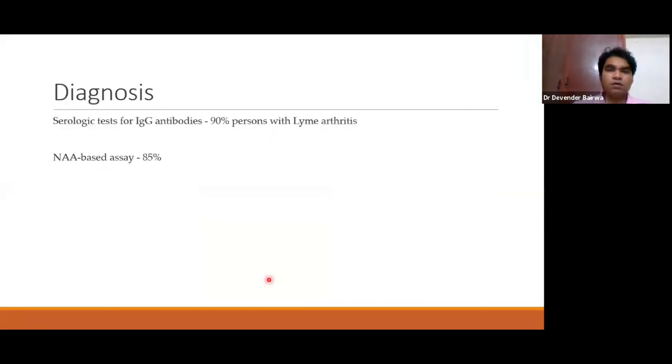Okay. So how do we diagnose these patients? Generally, we can look for the presence of anti-Borrelia IgG antibodies, and these are present in 90% of patients with Lyme arthritis. Or you can go with the nucleic acid amplification-based assay, which is also positive in mostly 85 to 90% of patients. So you can go with these tests when Lyme is suspected.